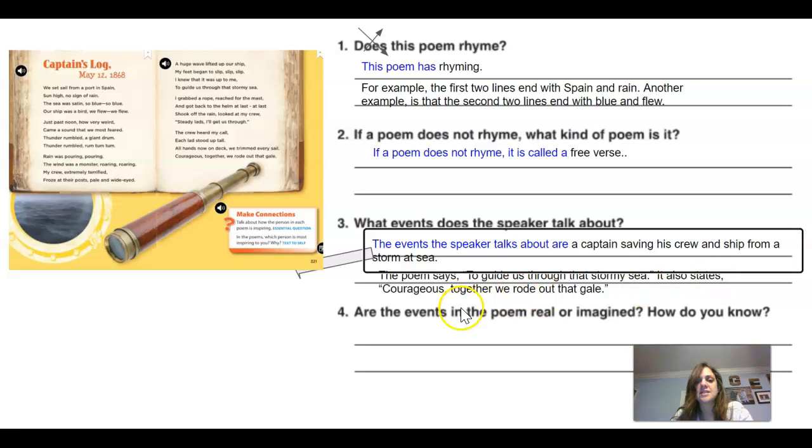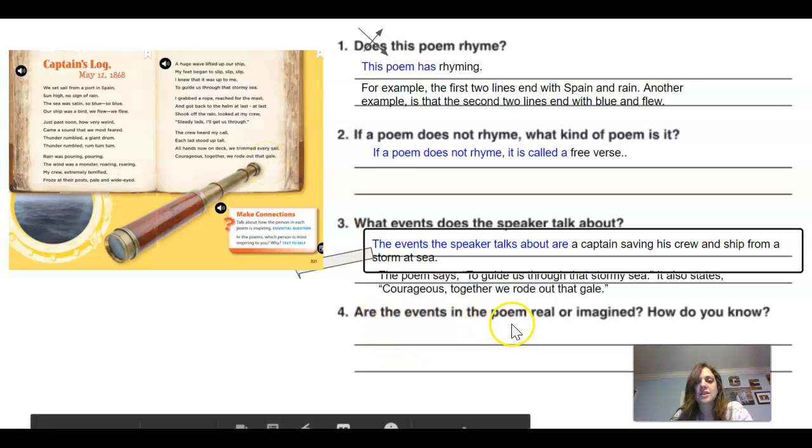It also states, courageous, together we rode out that gale. And gale means storm, so that connects directly to our answer, saving the crew and ship from a storm at sea. And here it is, that evidence directly from the text. Courageous, together we rode out that gale.